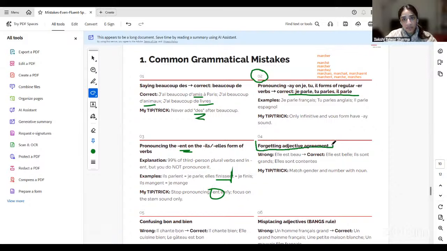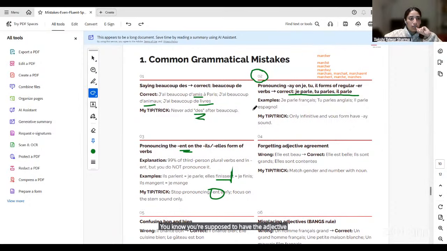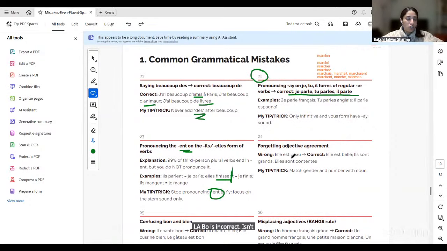Next error that you should keep in mind. In fact, whenever you're doing your TEF TCF writing, make sure that in your revisions, you cross-check if you've done this or not. You know you're supposed to have the adjective according to the subject, right? It has to be according to your noun. Forgetting adjective agreement, that means it has to be feminine, has to be plural. That agreement is very important, which we often forget, to be very honest, in the exam. La beau is incorrect, isn't it? Because beau is masculine. So it should be la belle.